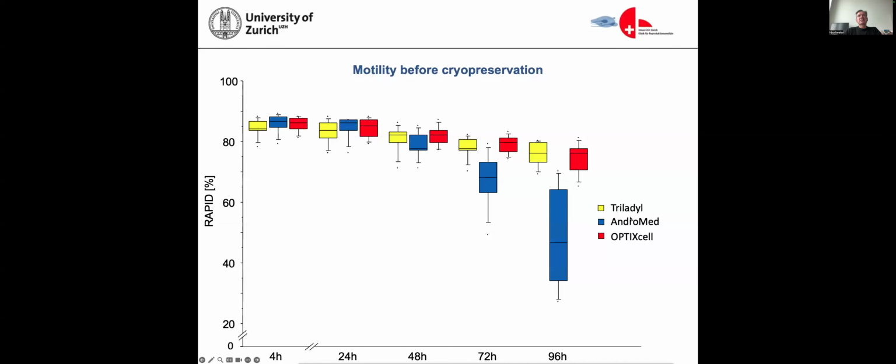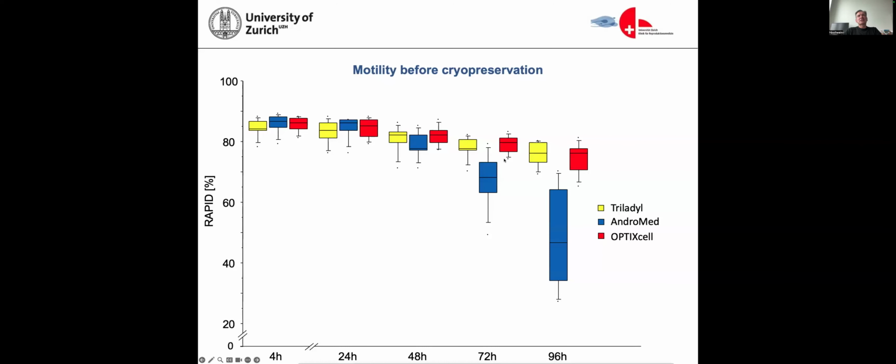Triladyl extender is the conventional extender with egg yolk particles. Andromed is an extender with soybean instead of egg yolk. And Optixcell is a new extender also without egg yolk particles. And you see here the percentage of rapid sperm. And you see if we increase the equilibration time up to 48 hours, there was no effect on the plasma membrane integrity in most of the extenders.